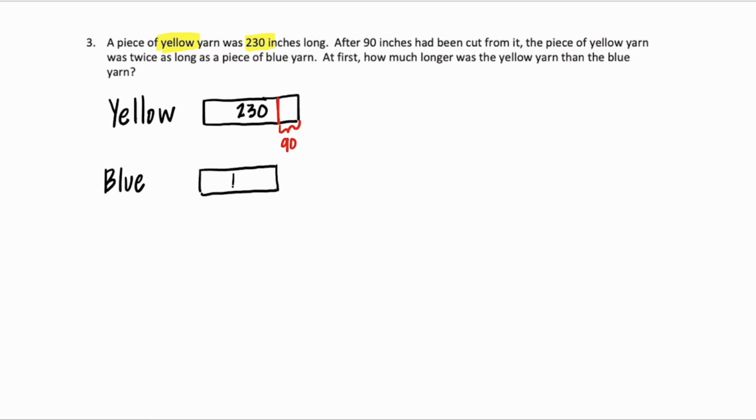We don't know what the blue is. They are asking how much longer the yellow is at first. So I'm going to add on a space. And that is my X. So first, I need to cut off this 90 inches, right? I need to figure out what Y is after there's cutoff, right? So let's call it Y for yellow. We will do 230 minus 90, right? So let's set that up and do that.